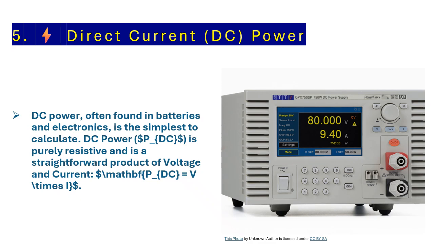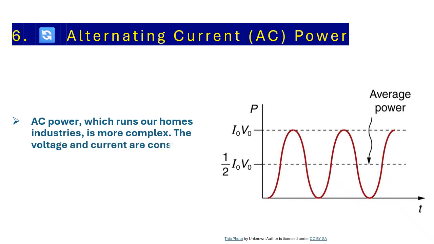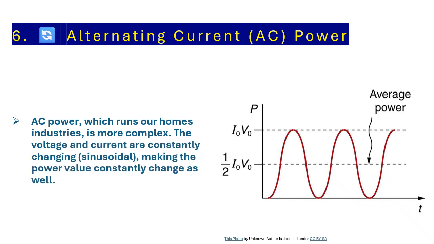6. Alternating current, AC, power. AC power, which runs our homes and industries, is more complex. The voltage and current are constantly changing, sinusoidal, making the power value constantly change as well.